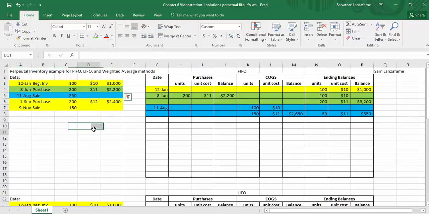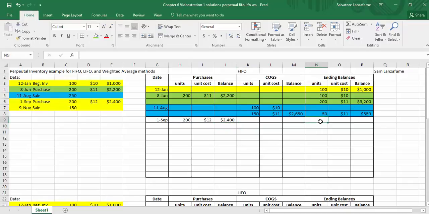There we go. All right, so now it's September 1st, and we want to buy some more. So September 1st, we bought 200 units, and these cost us $12 a piece. So we got a little bit of inflation going on here. The inventory we had at the beginning originally cost us $10. Then we bought some of the same stuff, and then it was costing us 11. Now the same stuff we're buying is costing us 12. So we definitely have some inflation happening here.